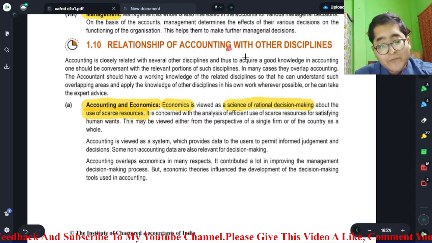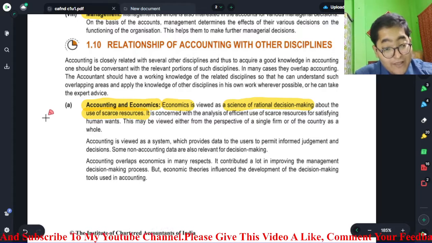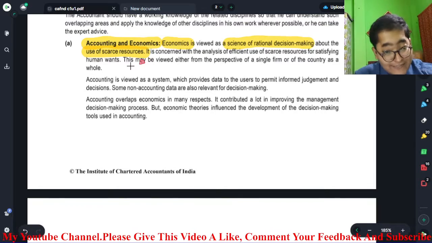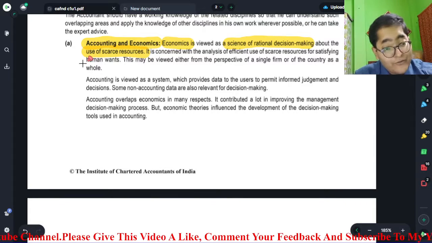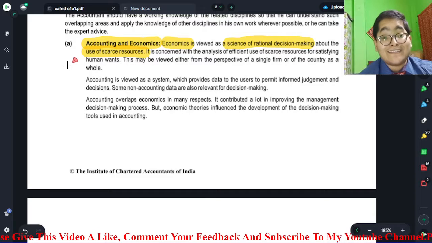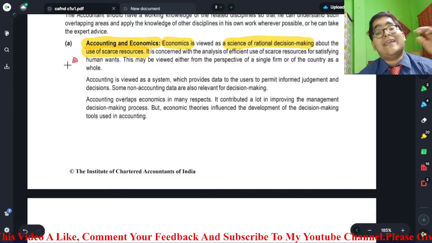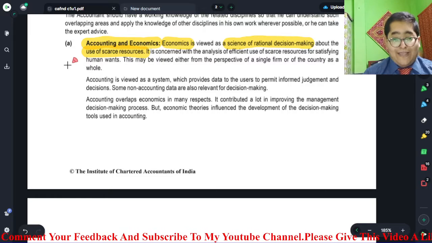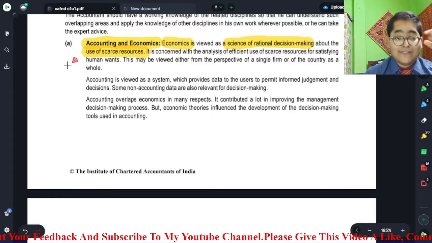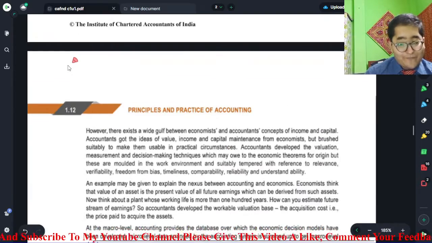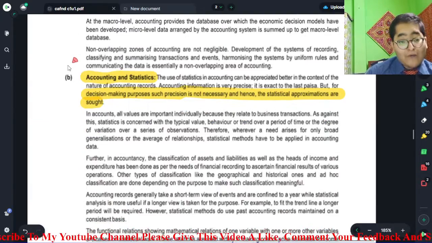Now, relationship of accounting with other disciplines. Accounting and economics. Economics is a science of rational decision making about use of scarce resources. So the main motive of accounting is to make decisions, rational decisions. So accounting and economics are related, right? Accounting and statistics.